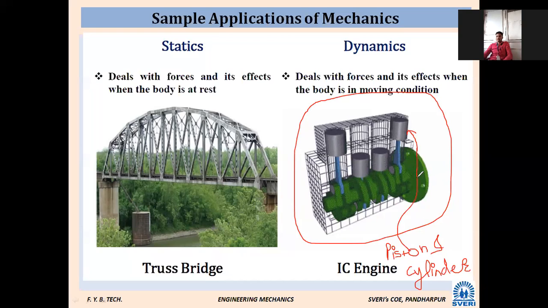This one is the piston, and this one is the crank, etc. Whenever we start a vehicle, this piston arrangement goes to and fro, up and down, always. It will take load, etc. So this is an example of dynamics. It deals with forces and their effects when the body is in a moving condition. That is dynamics. On the other hand, the bridge.